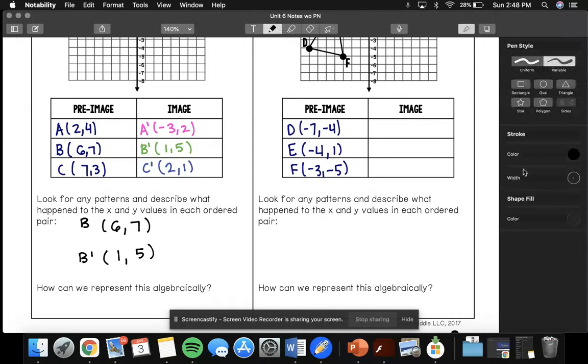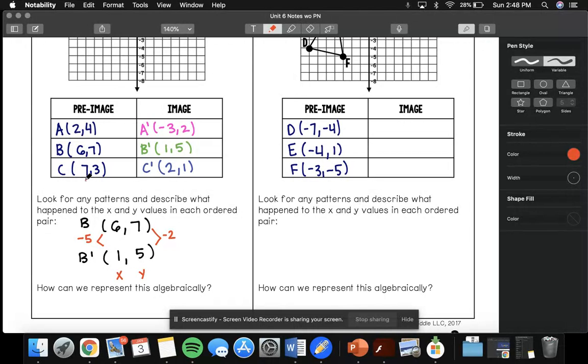So what I notice is if I look at just the pattern of it, here are my x coordinates and here are my y coordinates. My x-coordinates went down 5. Okay? My y-coordinates went down 2. Okay? So let's check and see if maybe the C and C prime did the same thing.